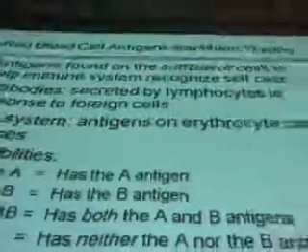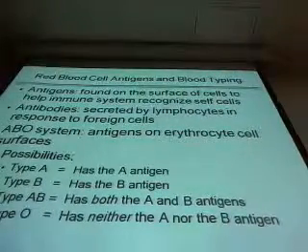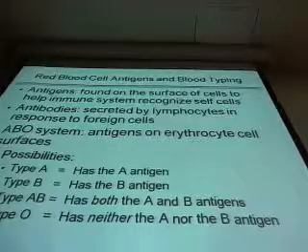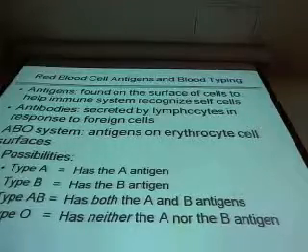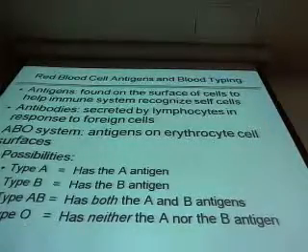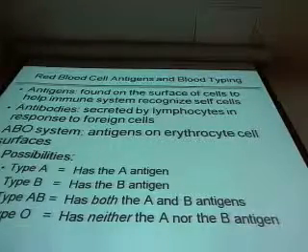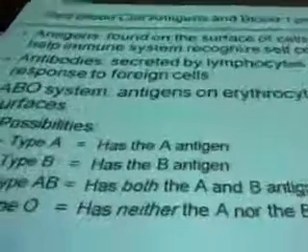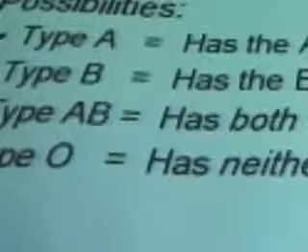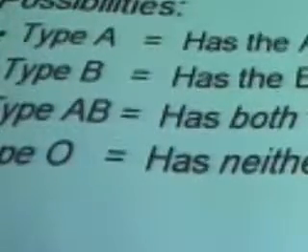Now O, on the other hand, doesn't have A on the cells or B on the cells. So it makes both anti-A and anti-B.